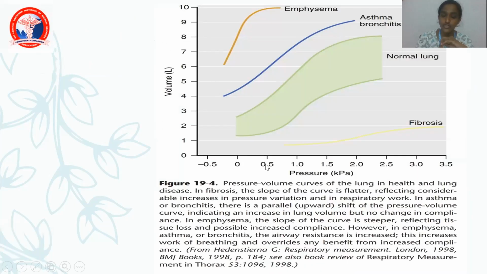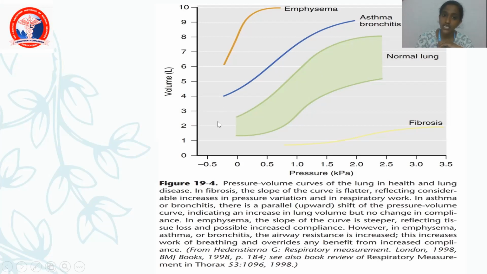So this is a plot of volume against pressure. This is the normal lung. In a normal lung, you can see the volume is like this when the pressure increases. In fibrosis, what this denotes is that the volume will never increase, because it is a restrictive lung disease, so the lung volume will always be at its minimum level. Whereas in obstructive lung disease like COPD, asthma and emphysema, the volume will actually be at a higher level. In asthma and bronchitis, the volume will be at a higher level when you compare with the normal lung.